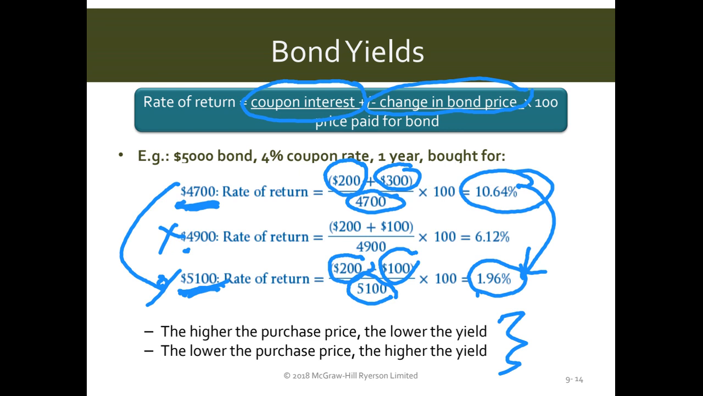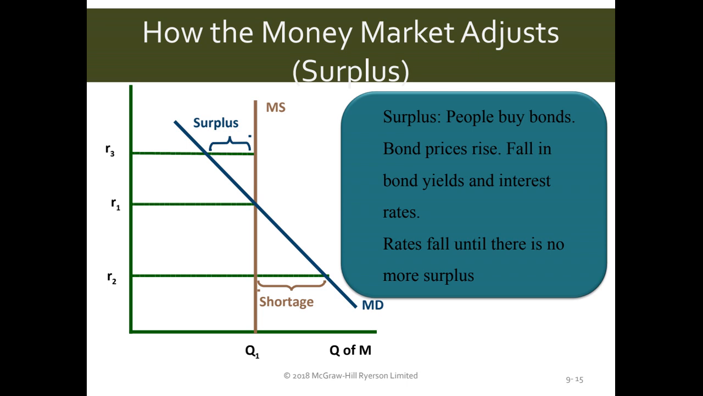So now see what is happening here. If there is a surplus, that is, we are here. If there is a surplus, what would happen? If you have surplus, people buy bonds. Why? Because they have extra money. So they invest.